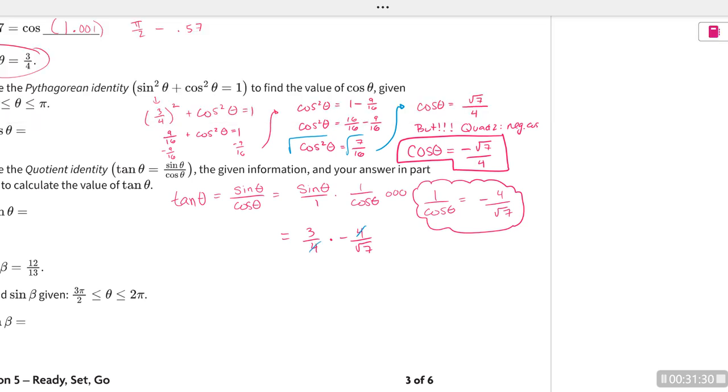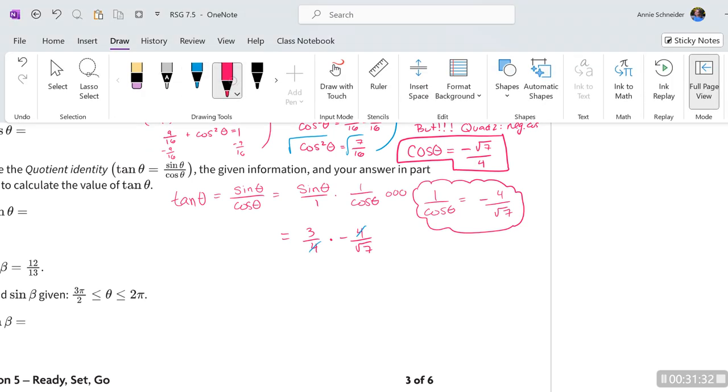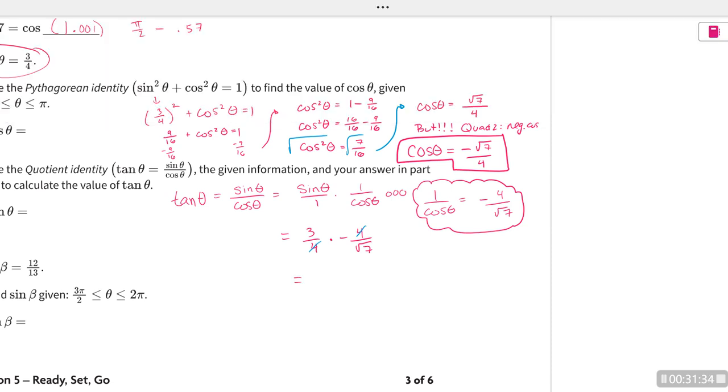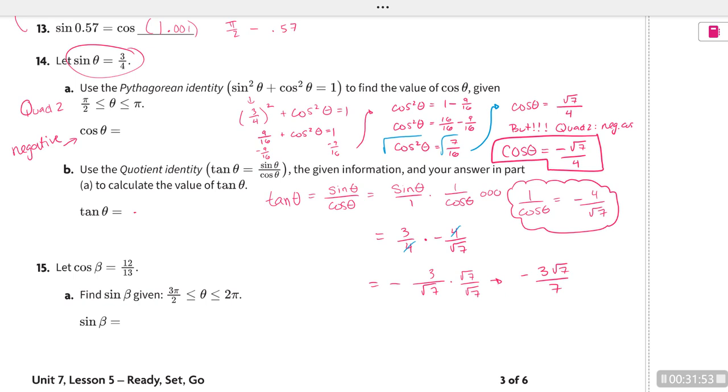So our 4's reduce out. That works out really nicely. And we're left with negative 3. Actually, I'll put that negative just in the front. Negative 3 over root 7. And then we always rationalize. So this answer becomes negative 3 root 7 over 7. And I'll write that over here. Negative 3 root 7 over 7.